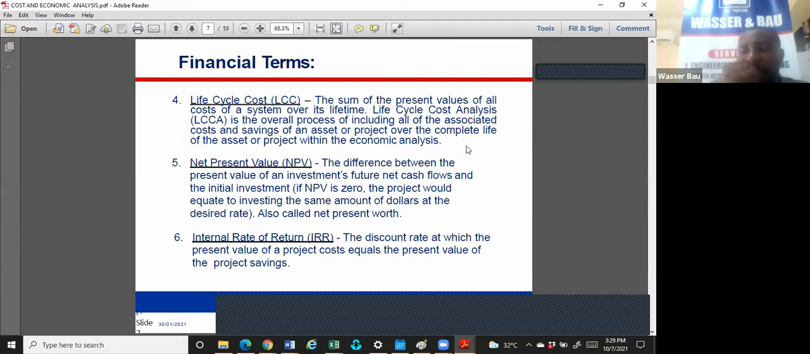In other words, let me give an instance. I bought a phone for 100,000. I used the phone to do a business over 1 year, and I got 150,000. The net present value of that phone is 50,000 because the income coming from the phone is 150, and the present value of that cost is 100.